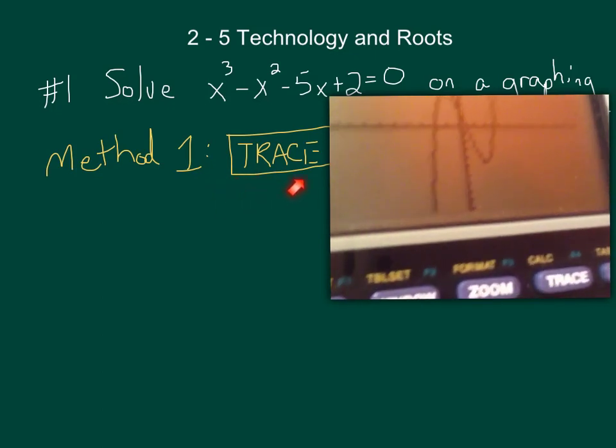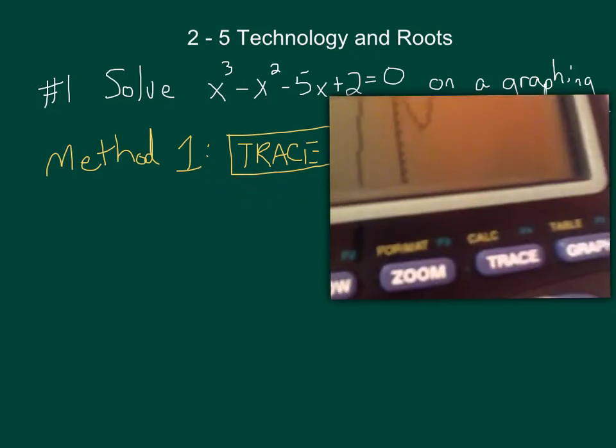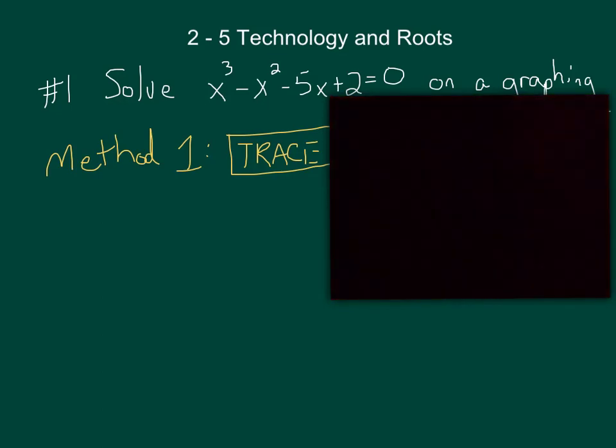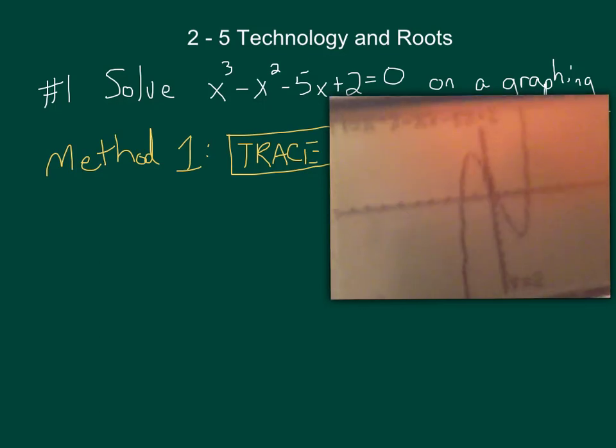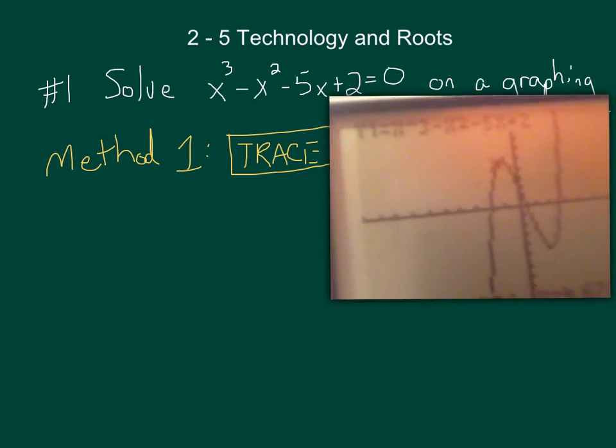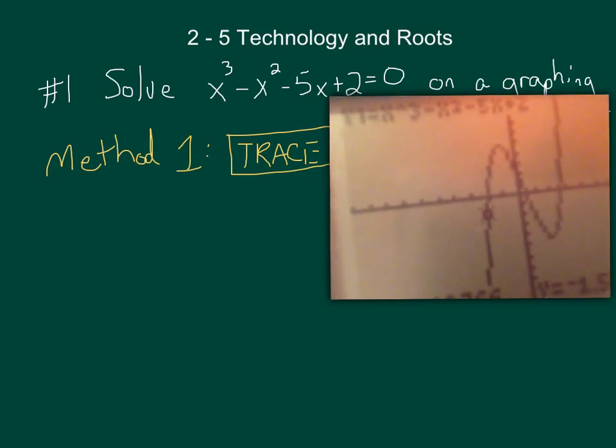Okay, now we're going to calculate the zeros, and method 1 is to use the trace feature right here. So, hit this button right here that says trace. Okay, and then this little sunshine, sorry about that, this little sunshine should start flashing at you. And you just kind of trace over, hitting the left arrow to those zeros.